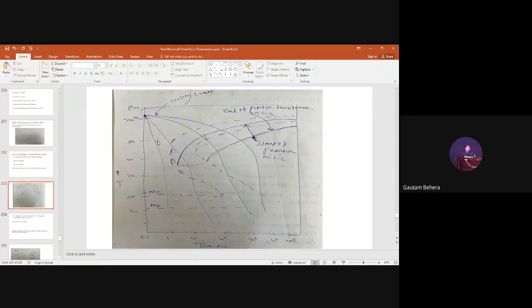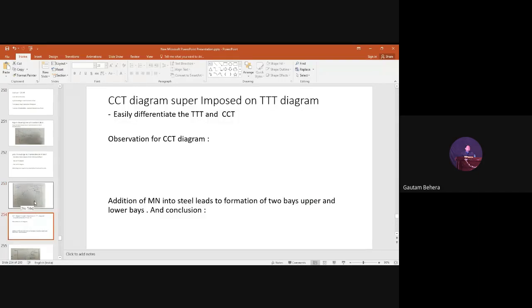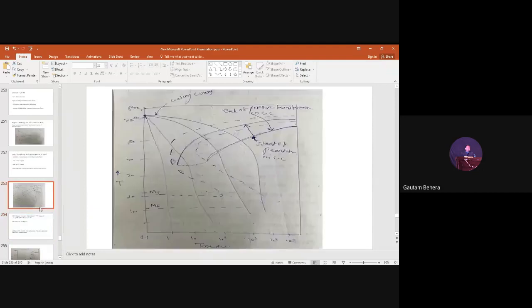Just look at this one. There are two diagrams here. The TTT diagram is here and the CCT diagram is here. So can you figure out which one is the TTT diagram and which one is the CCT diagram here? The dotted line is the TTT diagram and the complete solid line is the CCT diagram. Very good.